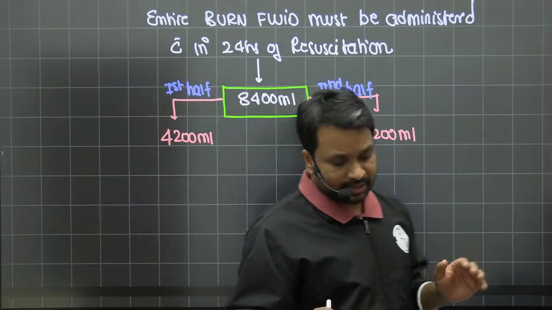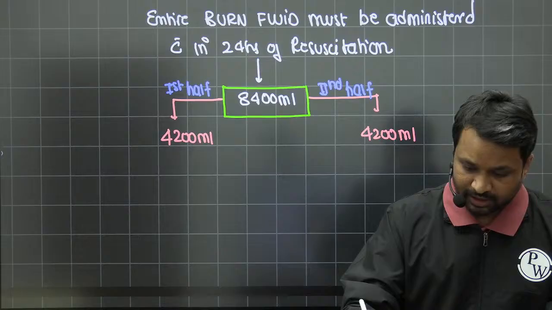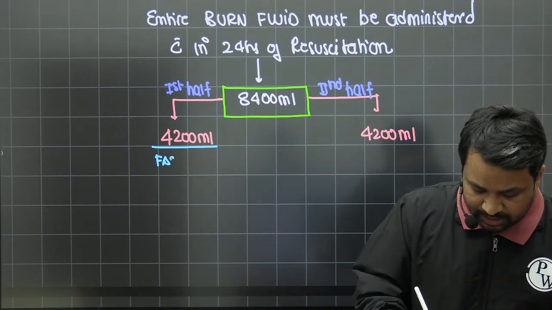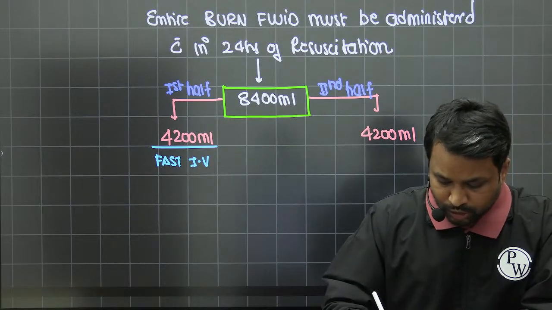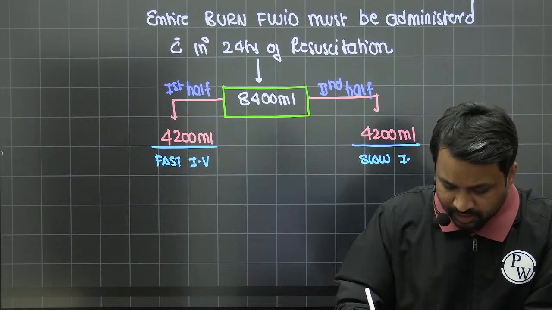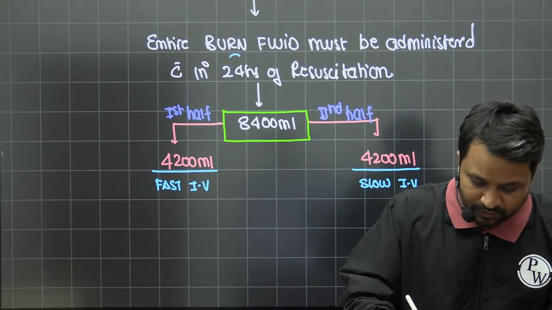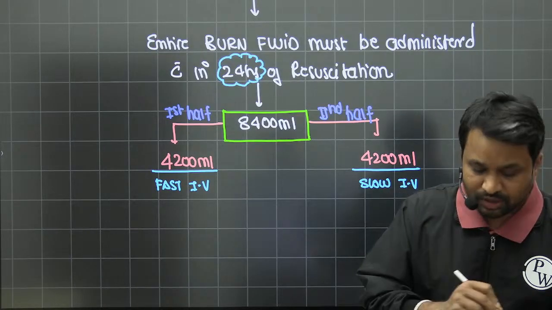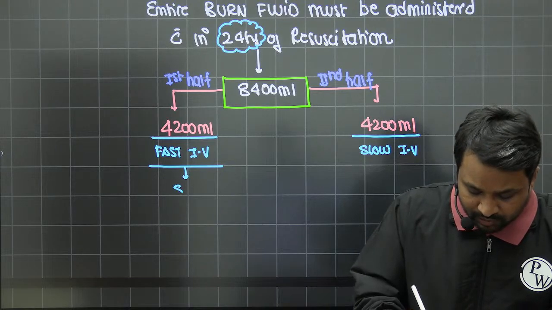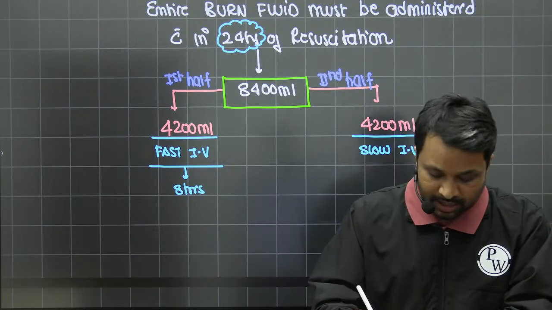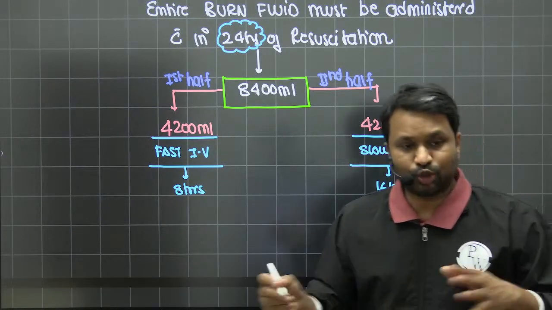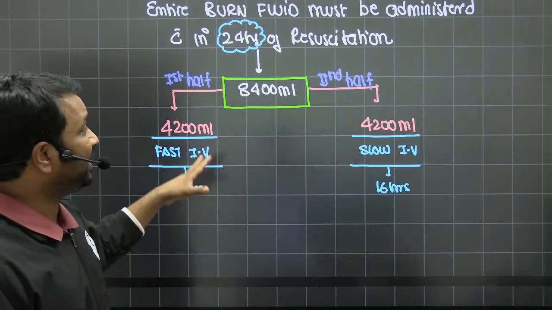So once you have calculated this, the first half, that is your 4,200 ml, has to be given as fast IV. And the 4,200 ml, that is second half, should be given at a relatively lower pace. So we'll say a slow IV. Now, as the protocol says, whatever you have calculated should be given within 24 hours of resuscitation. So in order to achieve this, 4,200 ml will be given within the first 8 hours, and the next 4,200 ml will be given in the leftover time, that is in the next 16 hours. So together you see within 24 hours, I have completed the resuscitation.